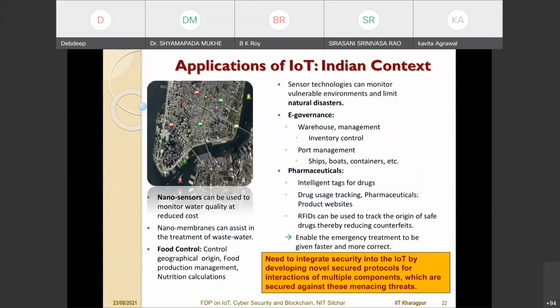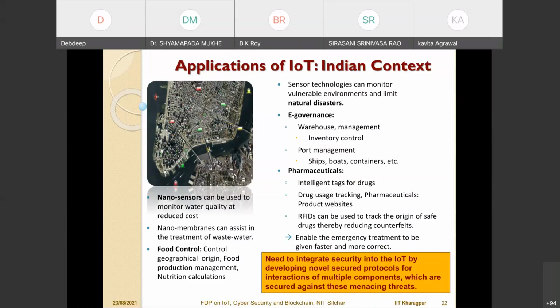So let us try to look at, first of all, the good part. IoTs can really have strong applications, even in the Indian context. It can lead to good water control, food control, protection against natural disasters, e-governance, pharmaceuticals, and nowadays it is really important when we talk about counterfeits in drugs, maybe in vaccines and so on.